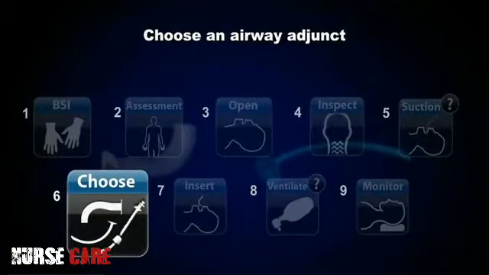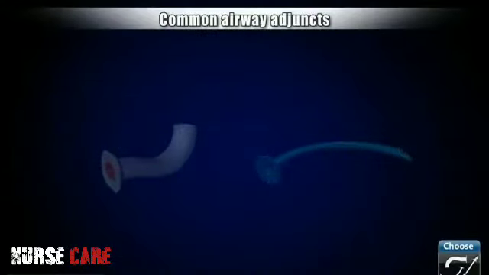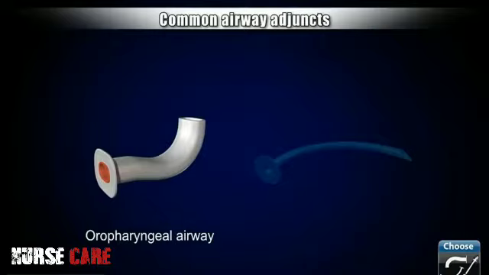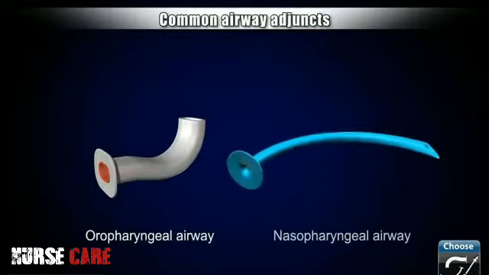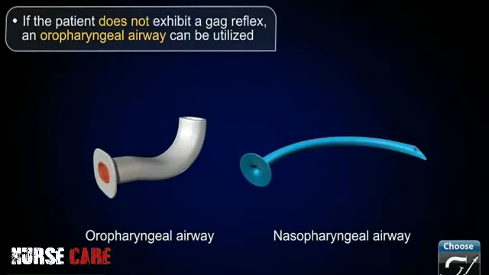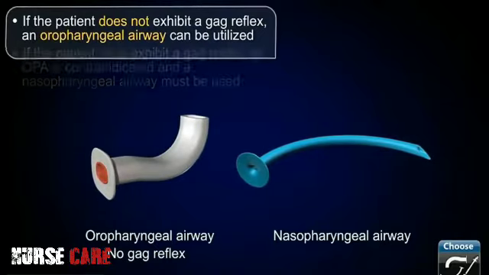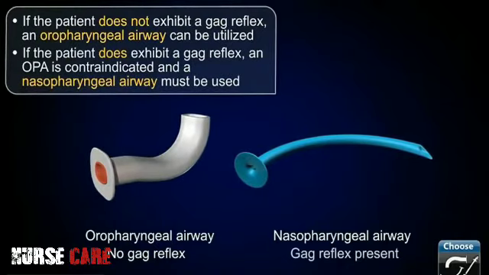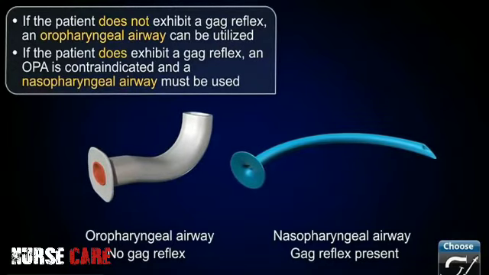Choose an airway adjunct. Common airway adjuncts that aid in maintaining an open airway include an oropharyngeal airway known as an OPA or a nasopharyngeal airway known as an NPA. If the patient does not exhibit a gag reflex, an oropharyngeal airway can be utilized. If the patient does exhibit a gag reflex, an OPA is contraindicated and a nasopharyngeal airway must be used.